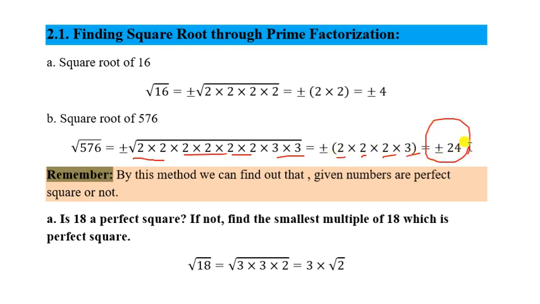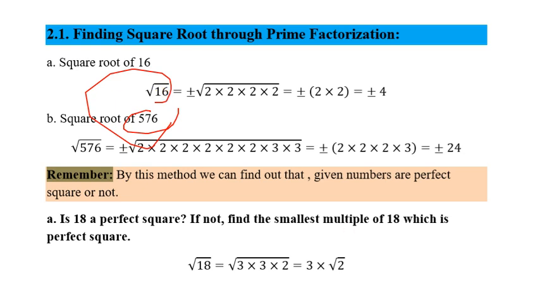So the square root of 576 is plus minus 24. This is the prime factorization method. You have to factorize your given number and make pairs. After making the pairs, you can take them out from the square root and you will get the result for the given number. And remember, with this method you can find out whether a given number is a perfect square number or not. See here, 16 is a perfect square number, and 576 is also a perfect square number.